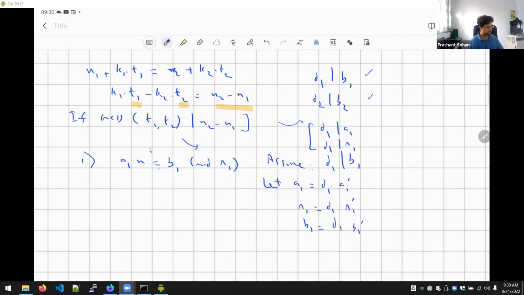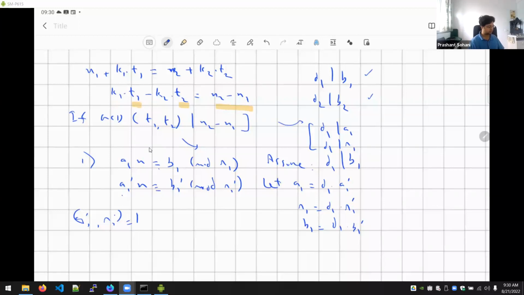Okay, so then cancelling one copy of D1 from everywhere, I can replace this with A1 dash congruent to B1 dash modulo N1 dash. And the purpose of doing this is, after we cancel out the GCD, whatever is left is co-prime. So now A1 dash and N1 dash are guaranteed to be co-prime. So we are just simplifying the problem so that it is easier to deal with multiple equations at the same time.